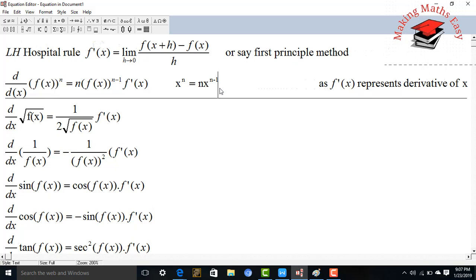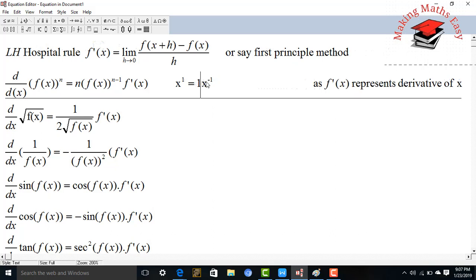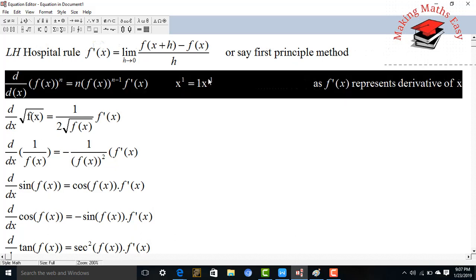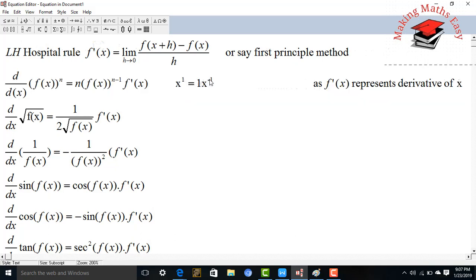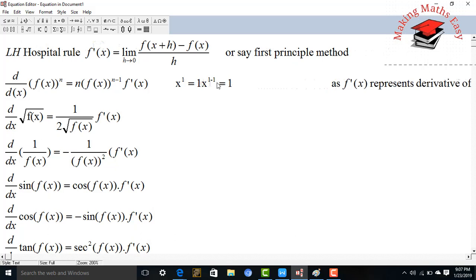So always remember, let's say we find the derivative of x raised to 1. It will be n, which means 1, multiplied by x raised to 1 minus 1, which will be equal to x raised to 0, which will be equal to 1. So remember one thing, that the derivative of x is always equal to 1.